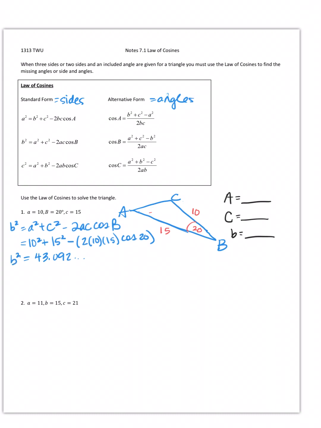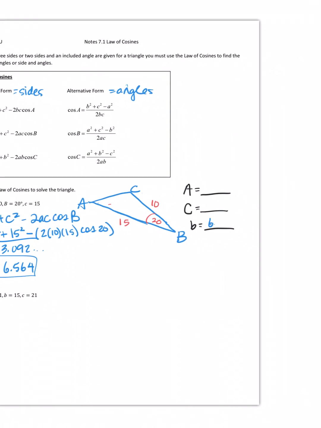But remember, that's b squared, so I need to take the square root. Although it could be plus or minus, the side length is always positive. So if I take the square root of that, I get 6.564, so I'll just take it to 3 decimals. So that is my missing side. So I can plug this in, 6.564. Now I can use that to find my angle.